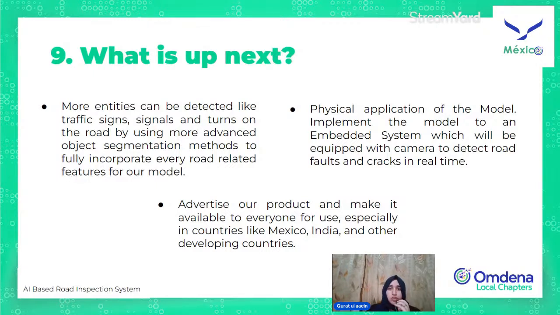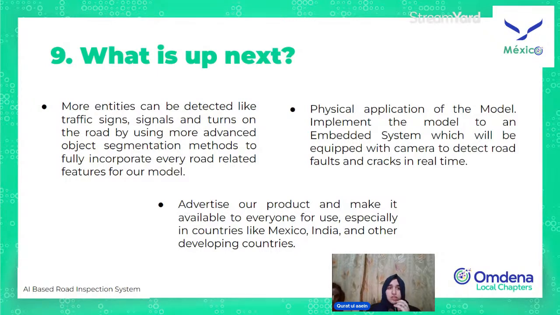So let's delve into the details of how our model can actually detect road faults and cracks in real time. There are two ways. The first one is enhanced object segmentation. By leveraging advanced object segmentation techniques, we can enrich our model's understanding of the road environment. This allows us to detect and classify various road related features, such as traffic signs, signals, and turns. Through semantic segmentation and instance segmentation, we can achieve pixel level labeling and distinguish multiple instances of the same class, enhancing the precision and accuracy of our analysis.